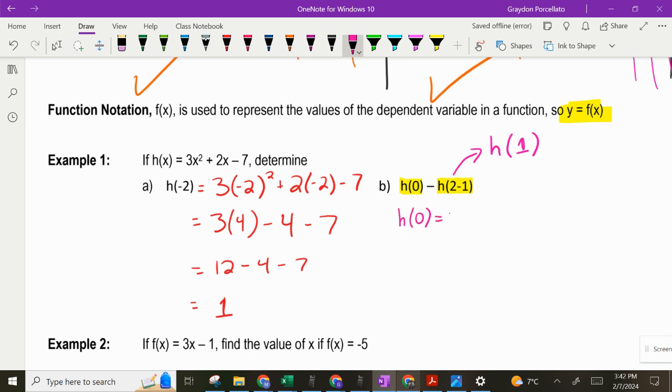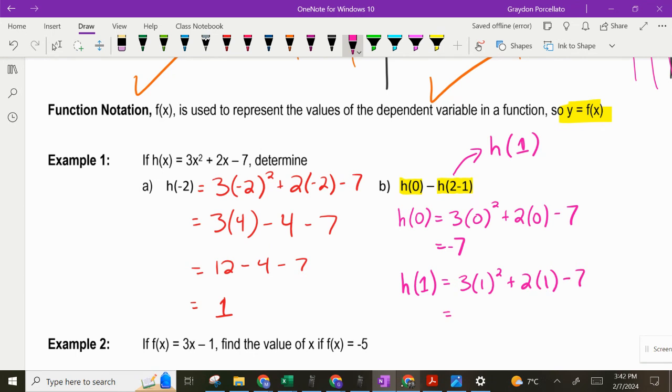So if I sub 0 into my equation, what do I get? I get 7. Or sorry, negative 7. If I sub 1 into my equation, what do I get? Three plus 2 is 5, minus 7 is negative 2. So these are my two values, h of 0 and h of 1.